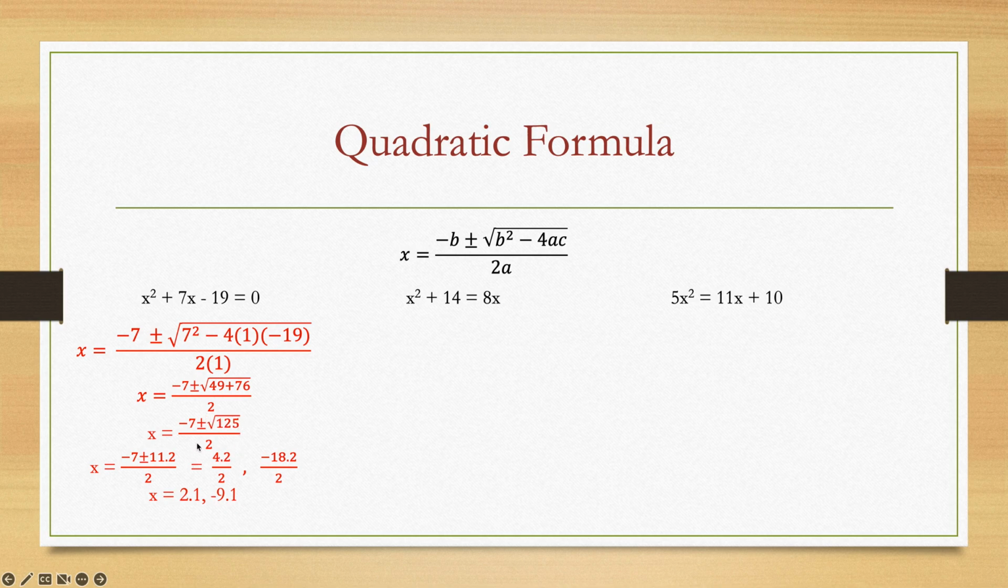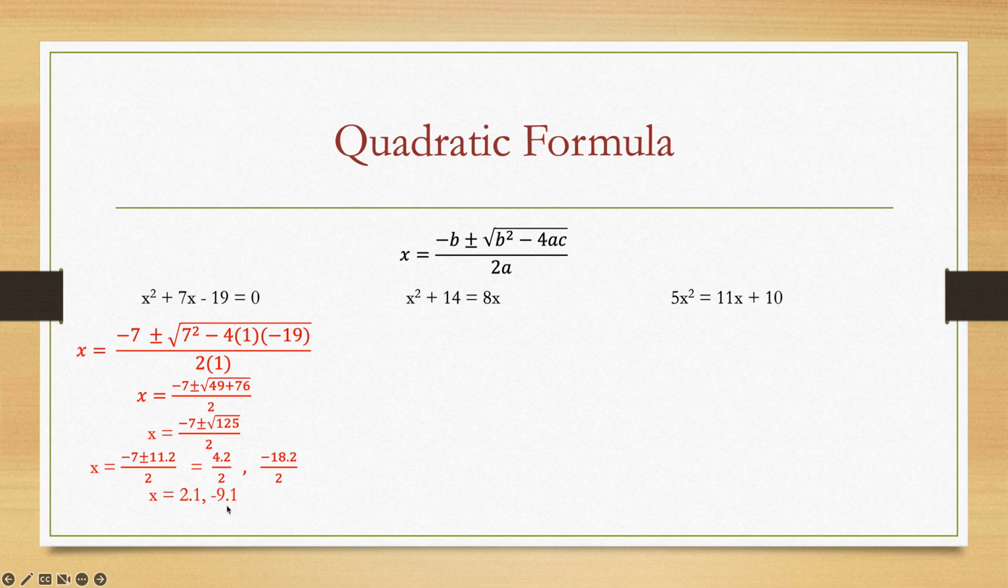So that means there are two potential answers, given by this plus or minus here. The first answer is negative 7 plus the square root of 125 over 2. And the second one is negative 7 minus the square root of 125 over 2. I just typed that into the calculator. The square root of 125 is 11.2. So negative 7 plus 11.2 is 4.2 over 2, and negative 7 minus 11.2 is negative 18.2 over 2. Simplifying, 4.2 divided by 2 is 2.1, and negative 18.2 divided by 2 is negative 9.1.